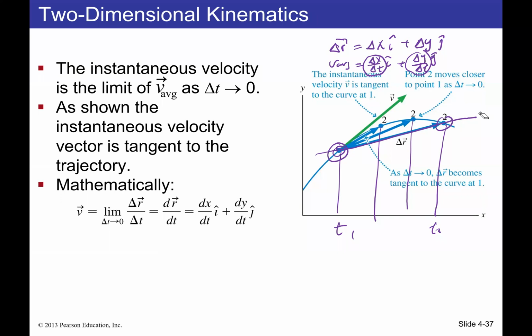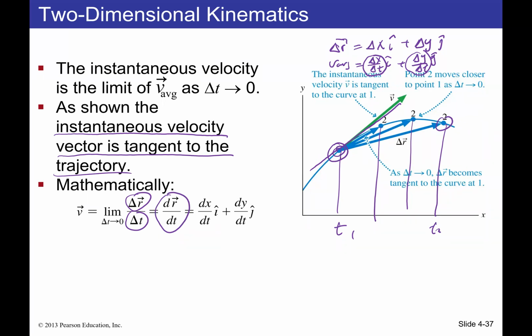Then this graph becomes shorter and shorter and shorter until basically I have something that is tangent to the trajectory, and the tangent to the trajectory of the object's motion is actually the instantaneous velocity. You can see, instantaneous velocity vector is tangent to the trajectory. And mathematically speaking, it is the delta r over delta t in the limit where delta t approaches 0, which becomes the derivative, delta r over delta t.